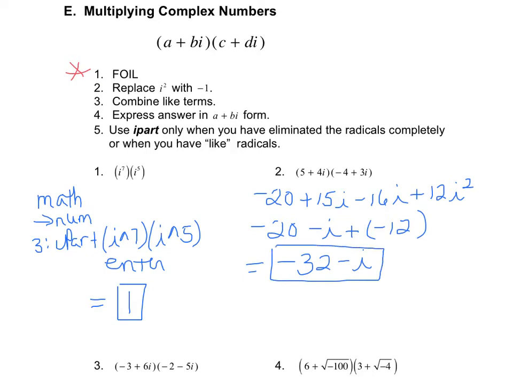Now I want you to pause the video and try it using I part and see if you get the same answer. Okay, hopefully you achieved the exact same answer and we can go on.